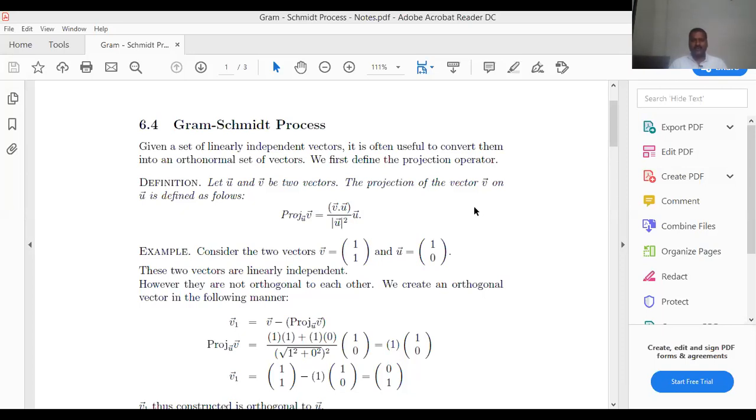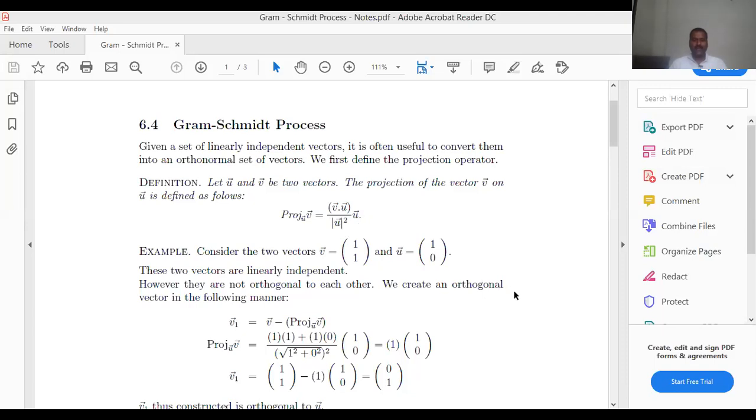Here is the definition. The projection of a vector v bar on u bar is nothing but its component in the space spanned by u bar. And we have seen the projection of v bar on u bar is given by v bar dot u bar by its magnitude square, mod u bar square, times u bar. This is the scaling, by this much the vector u bar is stretched.